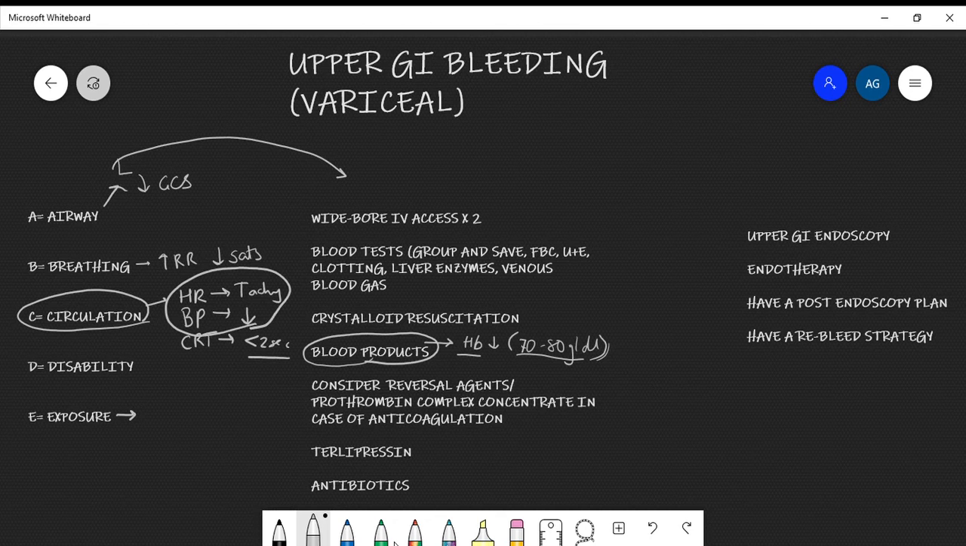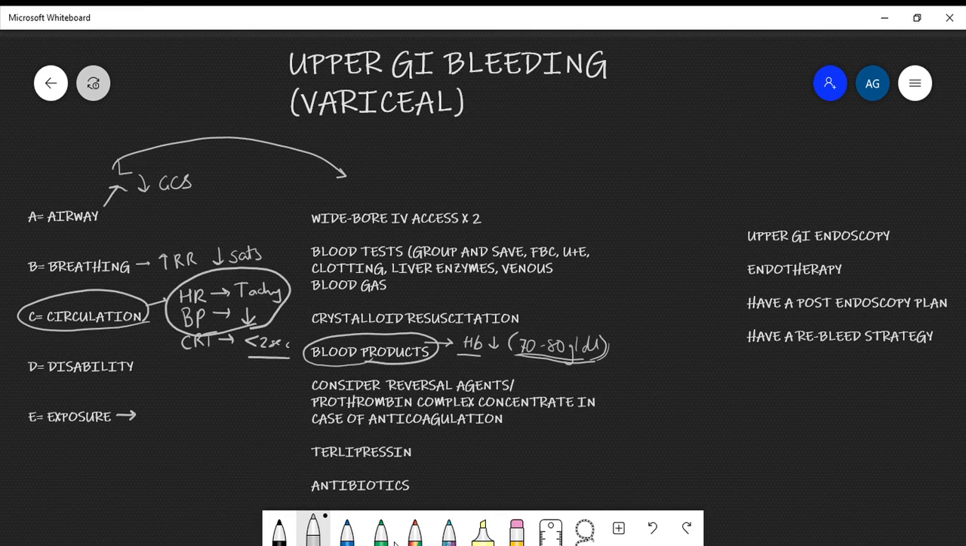In some cases, like say if they've got ischemic heart disease, a higher target may be used, but it all depends on the clinical situation. But in most people, 70 to 80 is your target. It should be sufficient.